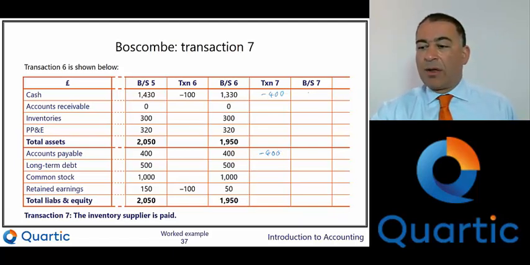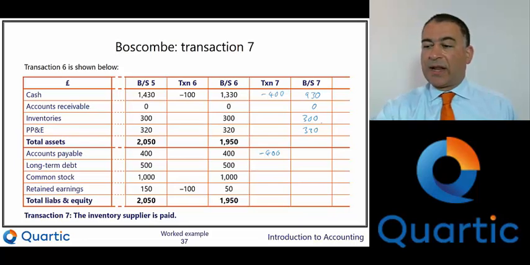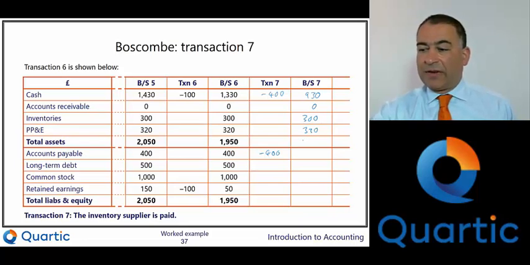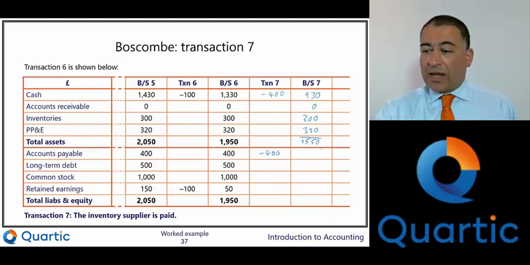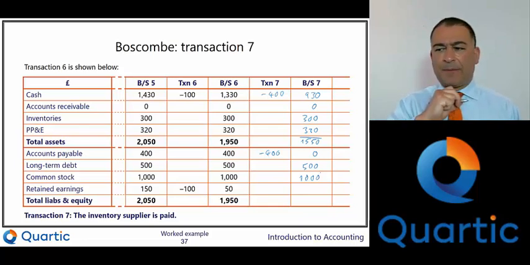So now the balance sheet is 930 cash, no receivables, 300, 320. That now adds up to 1550. You can see total assets have fallen by that 400 cash. Accounts payable are now down to 0. Long-term debt remains at 500. Common stock remains at 1,000. Retained earnings, what's happened there?